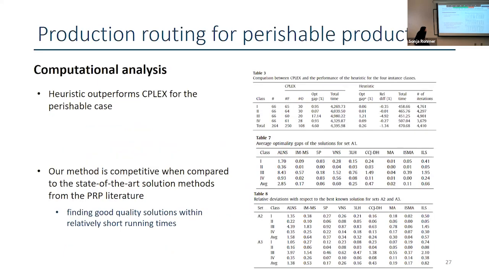And this is my last slide. The last thing that we wanted to do is to show that the modeling made sense, and our computational analysis showed that our heuristic outperformed CPLEX for the perishable case. So, well, yay, that's good. And when we compared it to the performance of the state-of-the-art solution methods from the PRP literature, we're also still finding good quality solutions within a relatively short running time. That's also very nice, even though our heuristic wasn't designed for those instances.